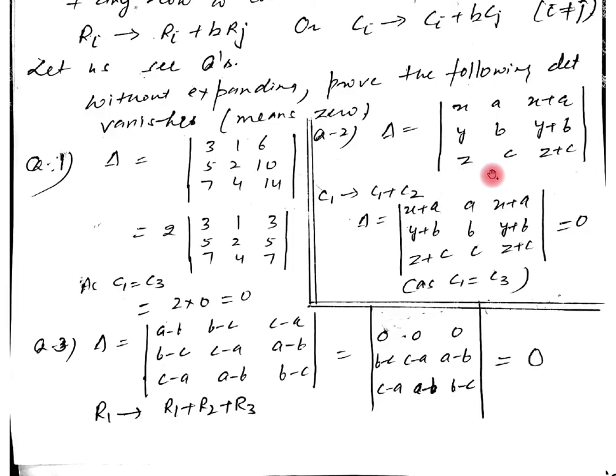When we add these two columns, by applying C1 goes to C1 plus C2, it becomes x plus a, it becomes y plus b, it becomes z plus c. The second column and the third column remain the same. When we apply the operation C1 goes to C1 plus C3, then these two columns become identical. When two columns or two rows are identical, then the value of the determinant is equal to 0. These are the questions in which we have proved that the value of the determinant is 0 without expanding. We are only using properties or operations.